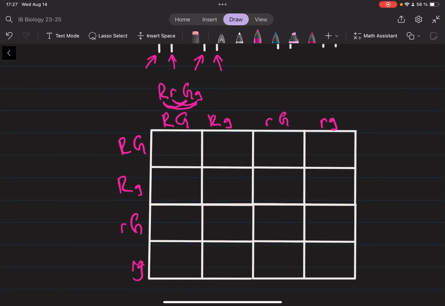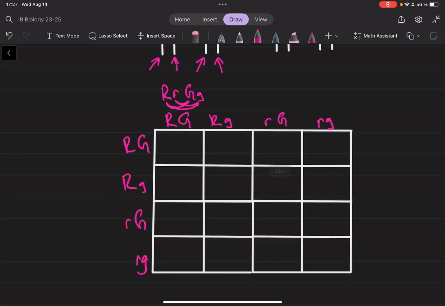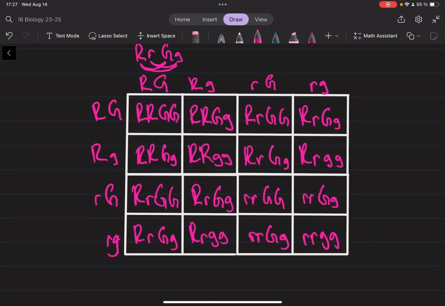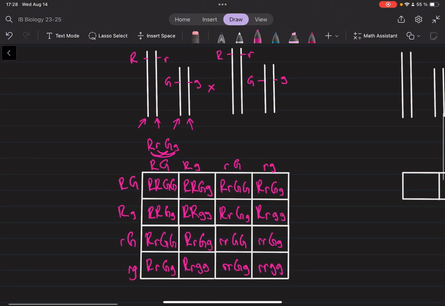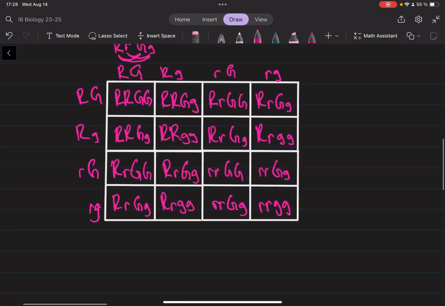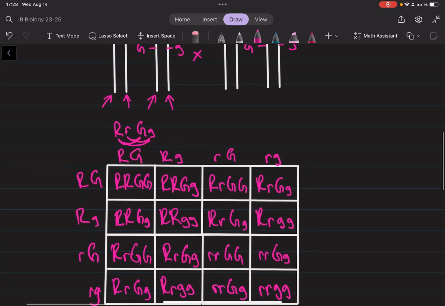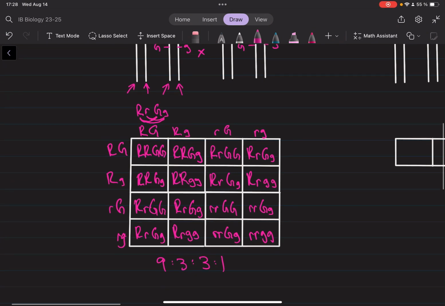And then we can fill this out as you would a Punnett square. So this is what it looks like filled out. And the reason I chose two parents with heterozygous genes is because when you have this combination, it will always give you a ratio of 9 to 3 to 3 to 1. So if both parents are heterozygous, the offspring will always have a 9 to 3 to 3 to 1 ratio.